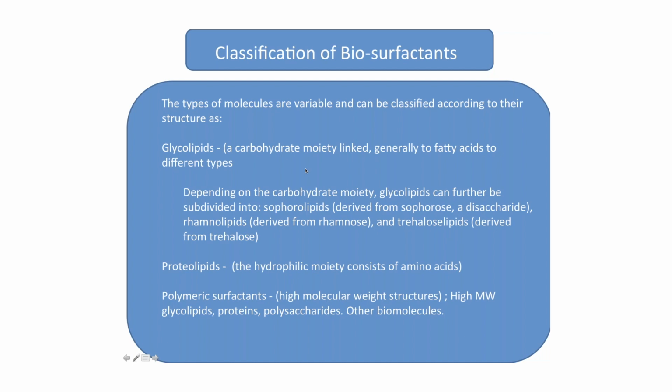So let's look first at the glycolipids. When we say glycolipid, it's a polysaccharide or a carbohydrate attached to a fatty acid. Depending on its source or the carbohydrate moiety, glycolipids can be classified as sophorolipids, rhamnolipids, and trehalose lipids. And this is based on the type of polysaccharide attached to your lipid or to your surfactant. Then we have the proteolipids. As it says, it has proteins or polypeptides on the hydrophilic moiety. And then typically a polymer itself, whether it's glycolipid, protein, or polysaccharide, or other polymer biomolecules or biomacromolecules are surfactants, but of a high molecular weight variety.